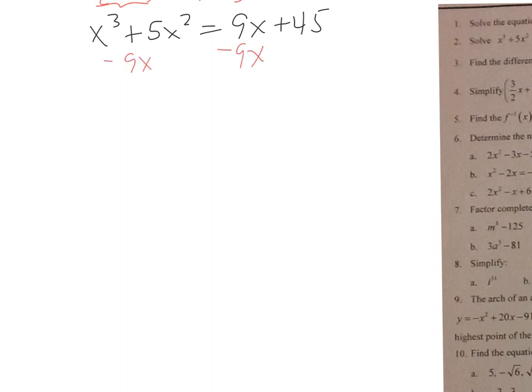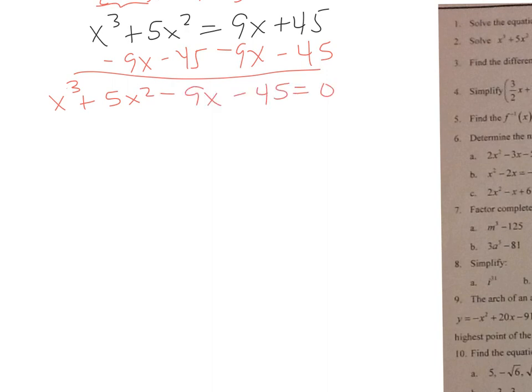That does not match up with anything on this side of the equation. And I want to minus 45, and that also does not match up with anything on this side of the equation. So I get x to the third, sorry, plus 5x squared minus 9x minus 45 is equal to 0. I see that it is 4 terms. I am going to factor by grouping. I group the first 2, and I will group the last 2.